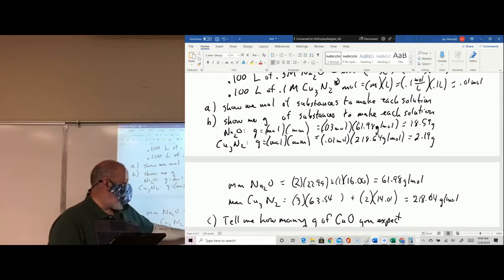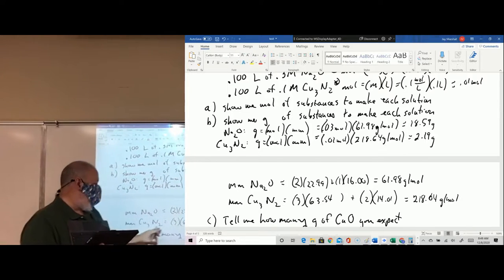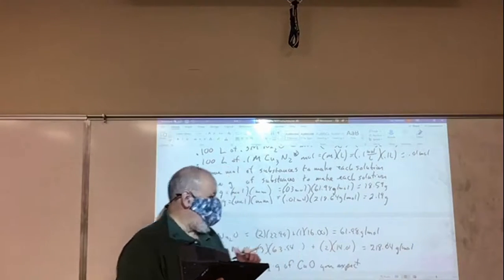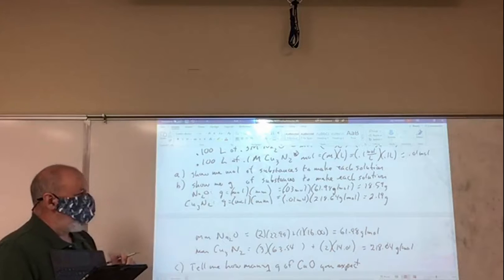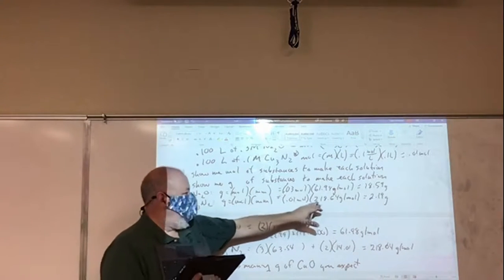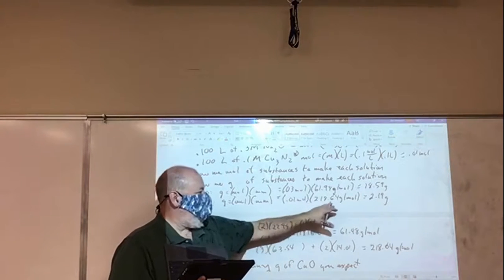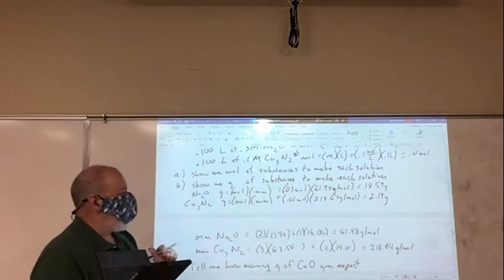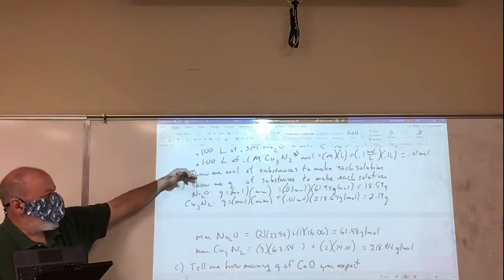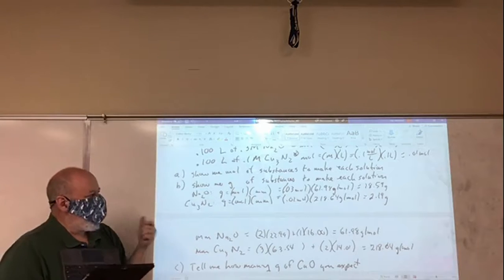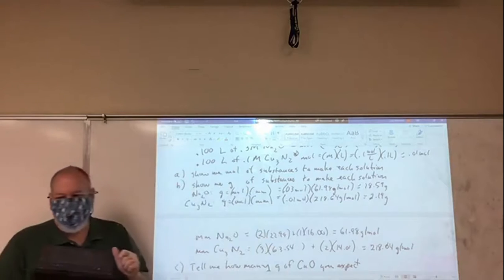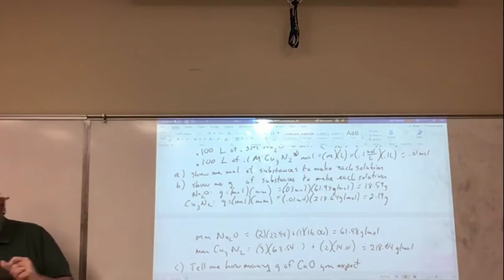Molar mass of copper nitride: 3 times 63.54 for copper, 2 times 14.01 for nitrogen, and I get 218.64 grams per mole. How many grams of copper nitride do I need? 0.01 moles times the molar mass gives me 2.19 grams. So if you can do this, you know how to figure out how many grams you need to go into the lab and measure out to make your solutions.